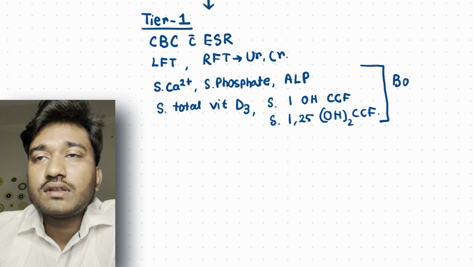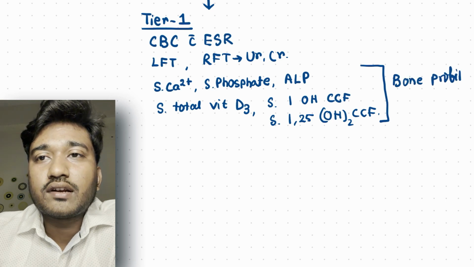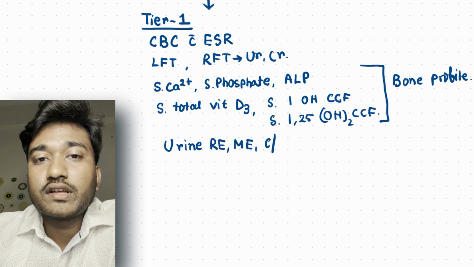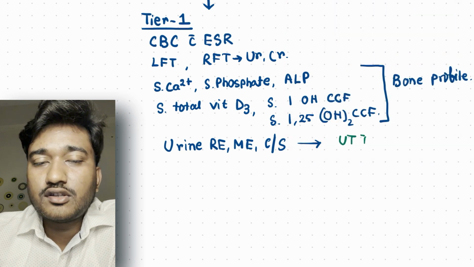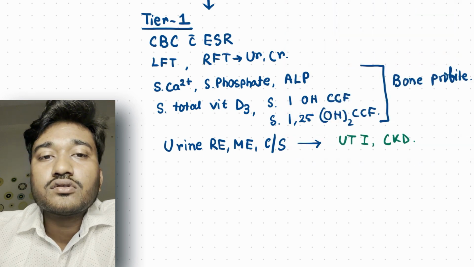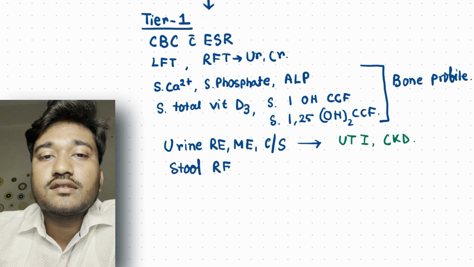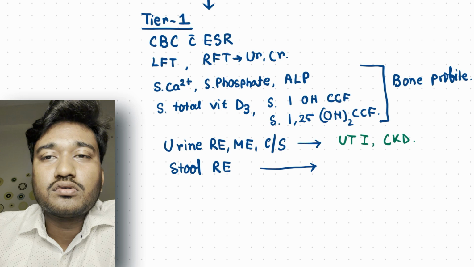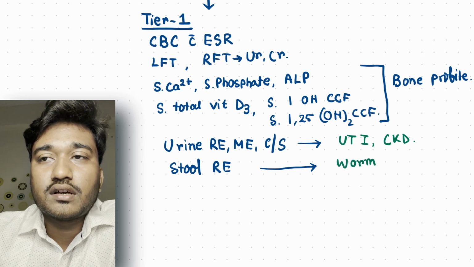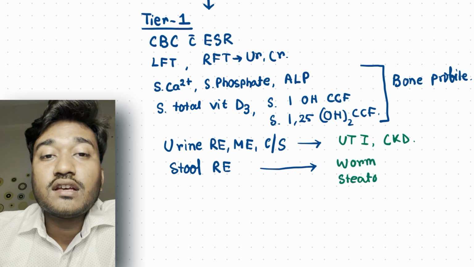Please remember, along with this, you have a bilateral wrist joint X-ray. You have to look at the bilateral wrist joint X-ray for bone age estimation. We have another video for bone age estimation. Please, you can watch it later on. Another thing is urine RE/ME and CS, which you must be ordering, to know if there is any UTI or chronic kidney disease (CKD).